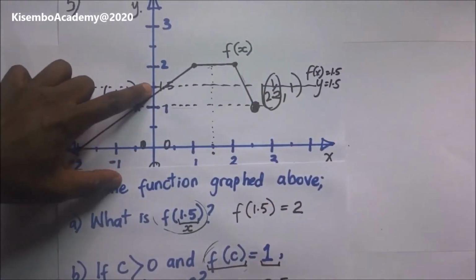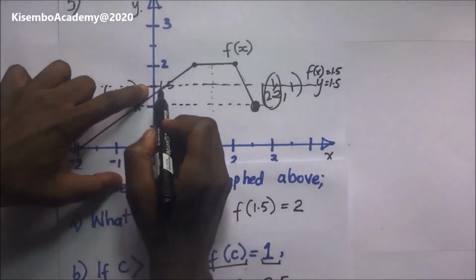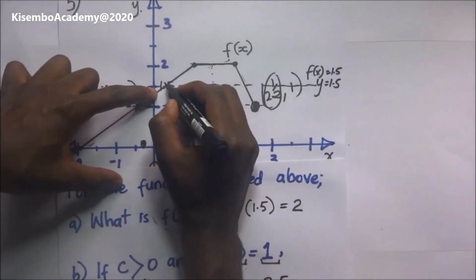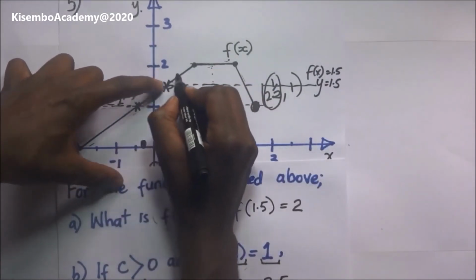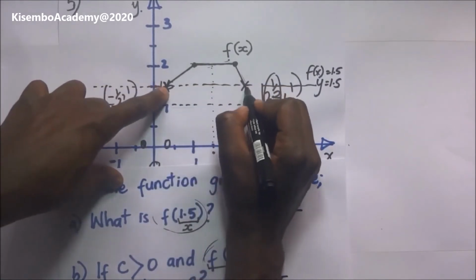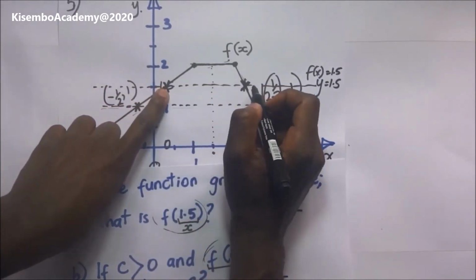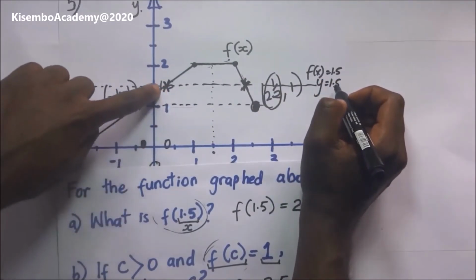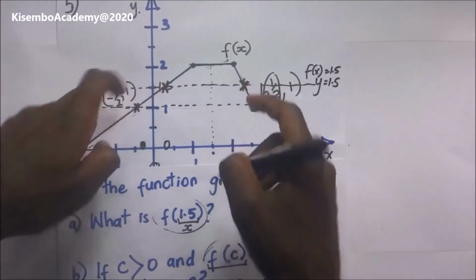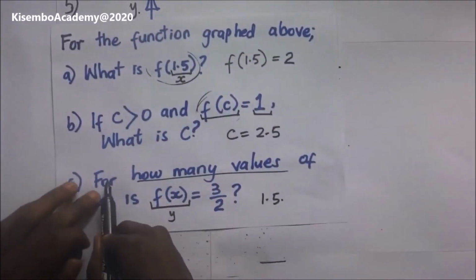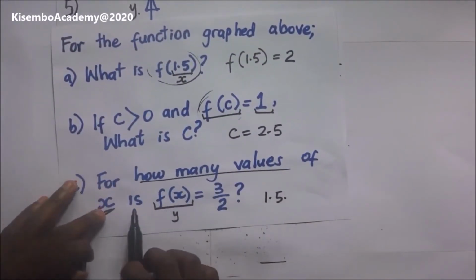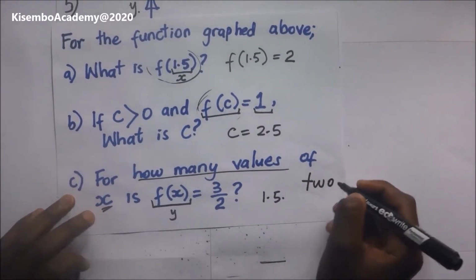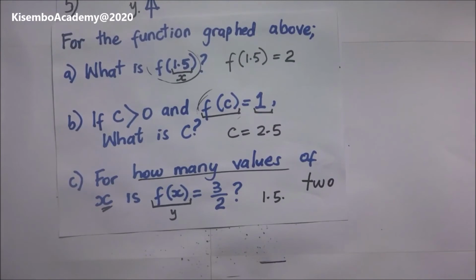So how many values of x are there? Of course, if you look at this function, this line crosses this graph at that point, and it also crosses it at that other point. So what does that mean? It means that when our value of y is 1.5, there are two possible values of x, this value and that value. So the answer to the question, for how many values of x is f of x equal to 3 over 2, is 2. And that brings us to the end of this.